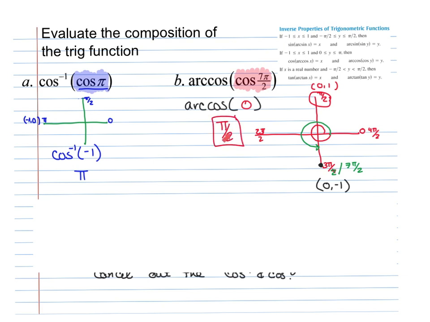So this answer is pi over 2. And if you notice, these do not match just because it wasn't in the actual range, but there is still an answer to it, because we know that arc cosine of 0 is also here and here. Since it lies in the first and second quadrant, that means this is our only answer.